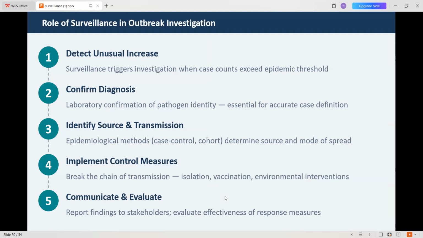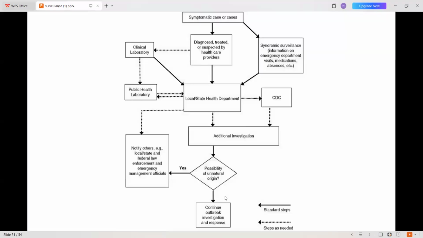Next is the role of surveillance in outbreak investigation. The first step is to detect the unusual increase. Surveillance triggers the investigation when case count exceeds the epidemic threshold. Then confirm the diagnosis, with laboratory confirmation of the pathogen, then identify the source and transmission, implement the control measures, and then communicate and evaluate.